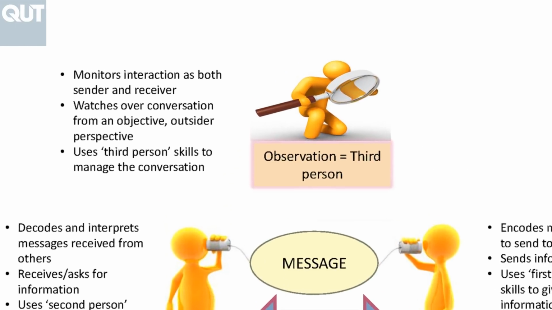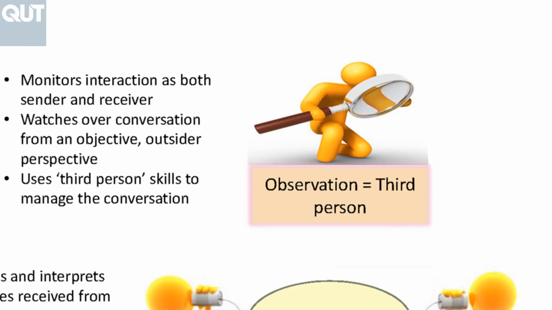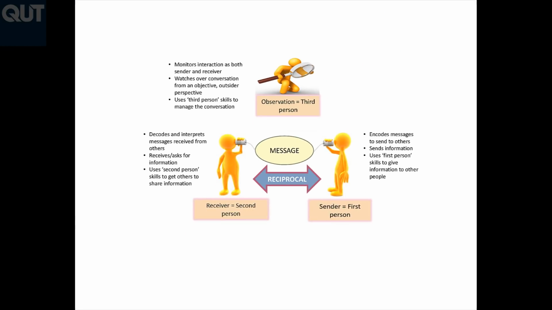The third role that we adopt as effective communicators is that of observer. When you are an observer, you are watching over the communication experience while being both the sender and the receiver, and you are objectively assessing your communication to make sure that it's flowing smoothly. You use third-person communication skills as the observer of the communication. These skills will allow you to determine if your message is being received appropriately, if you're the sender, or if you're understanding the sender properly, if you're the receiver.